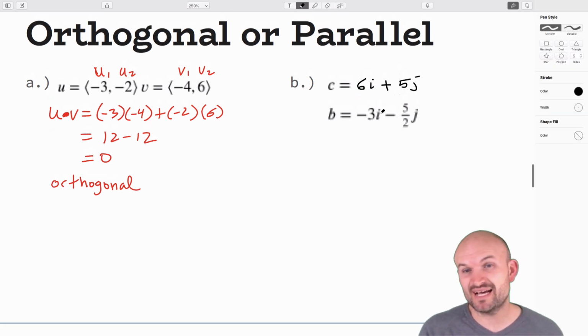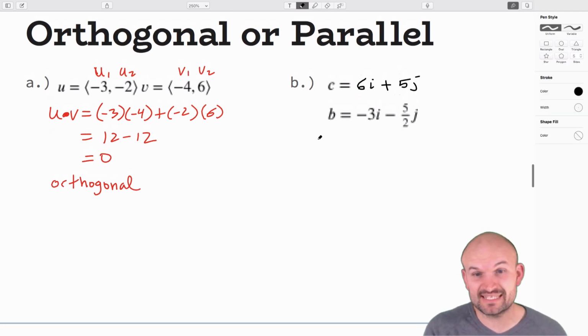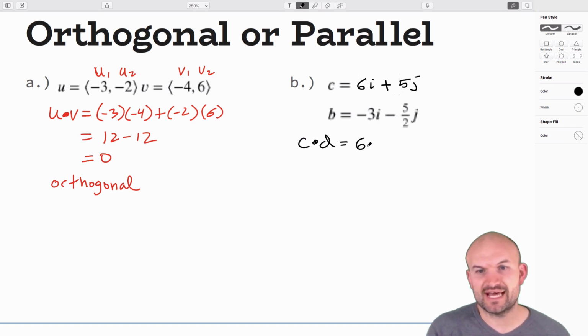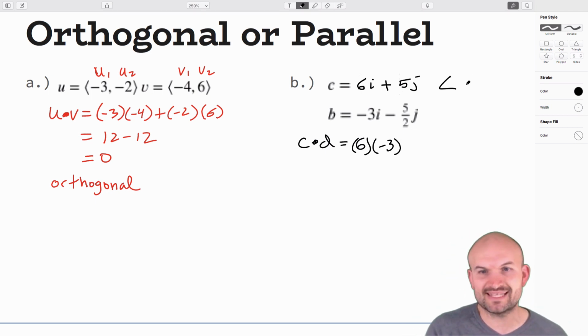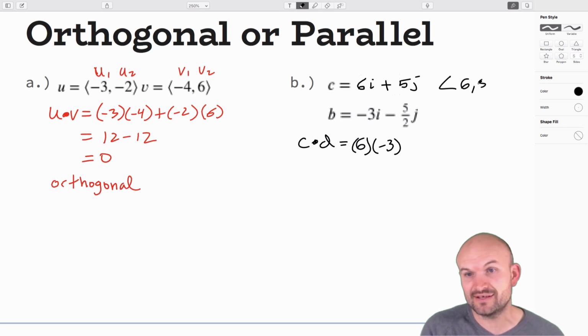So on to the next problem. Again, first thing we're going to want to do is identify the dot product. So I'm just going to do C dot D. And that's going to be, again, the first component, 6 times -3. Now, again, some people don't like using the i and j. So if you want to write this in component form, go ahead. That's fine if that makes it easier for you.